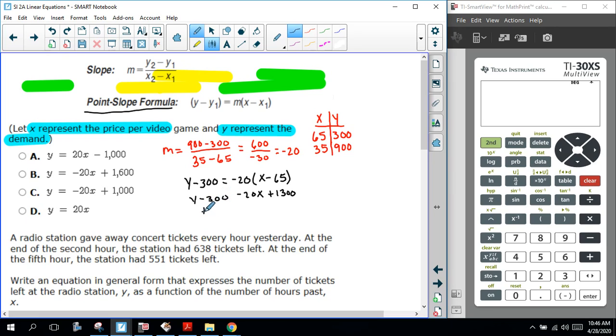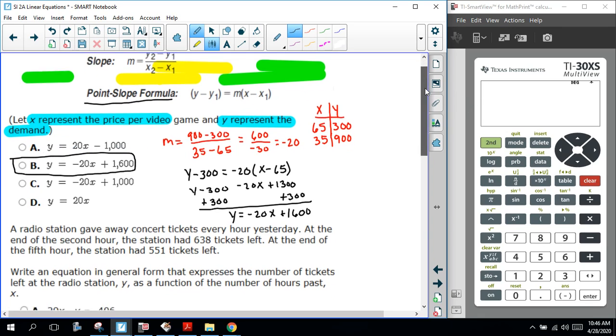To solve this, I would add 300 to each side. And as I add 300 to each side, I find out that my y-intercept ends up being 1,600. So the equation is y equals negative 20x plus 1,600. So final answer here is B.